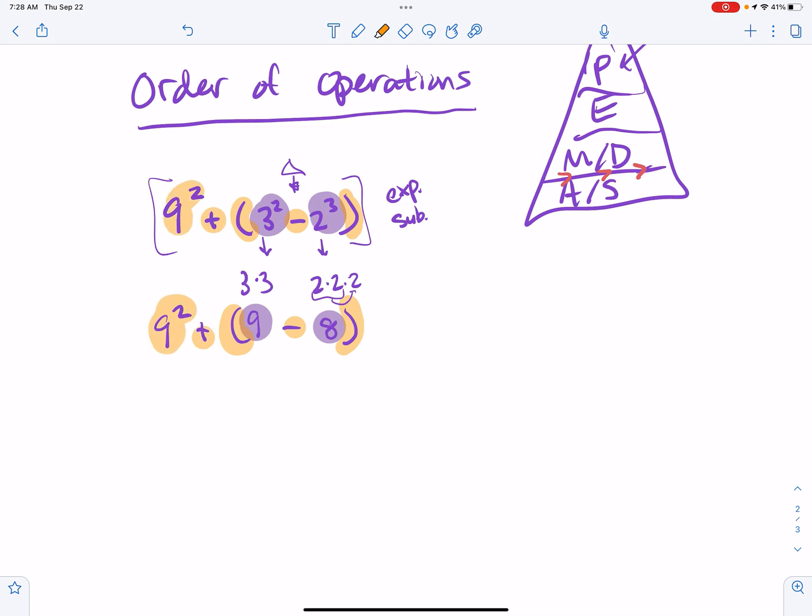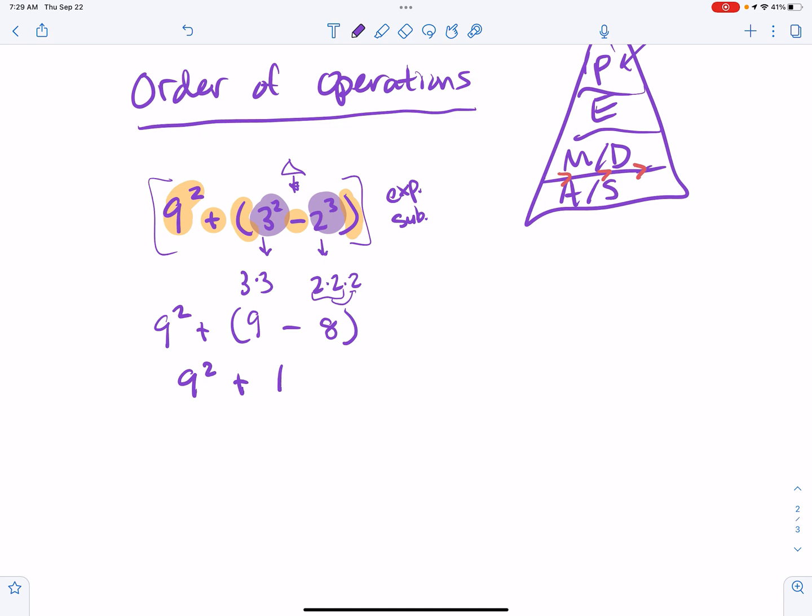It's really important that you do that because otherwise you might miss a piece or leave a step behind and then you'd get the wrong answer. So we have all of that transferred down. We still need to finish out the parentheses. 9 minus 8 is 1. So now we have 9 squared plus 1. So we've gotten rid of those parentheses.